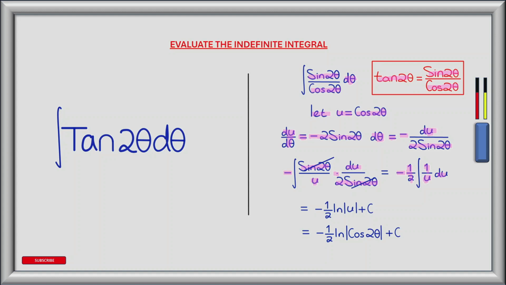The integral of 1 divided by u is the log of the absolute value of u. We multiply this by minus a half and we add a constant of integration. If we now substitute back in for u, where u is equal to cos2θ, we have a final answer which is minus 1/2 multiplied by the log of the absolute value of cos2θ plus a constant of integration.